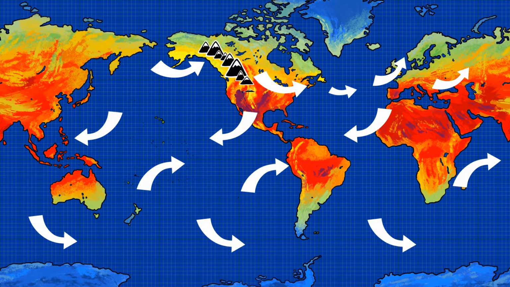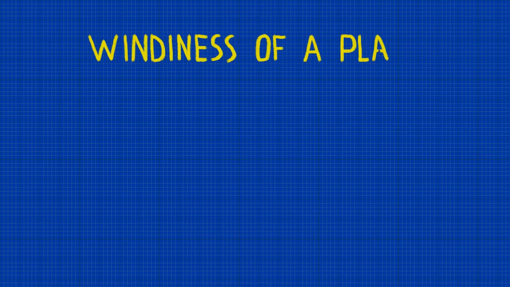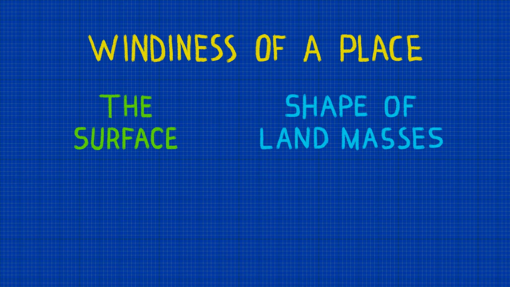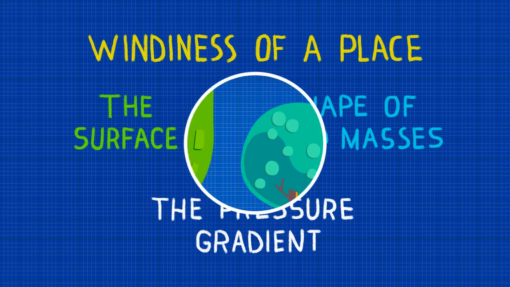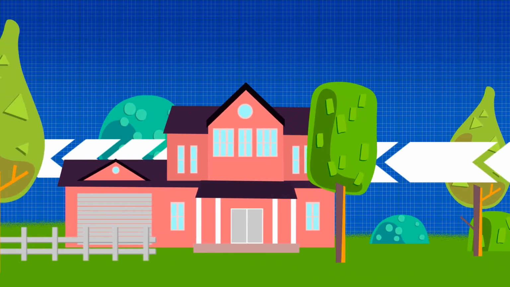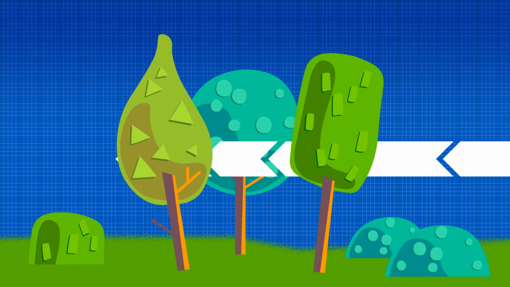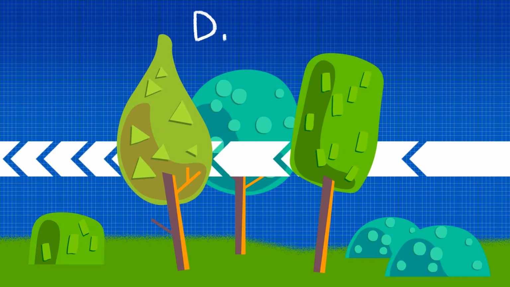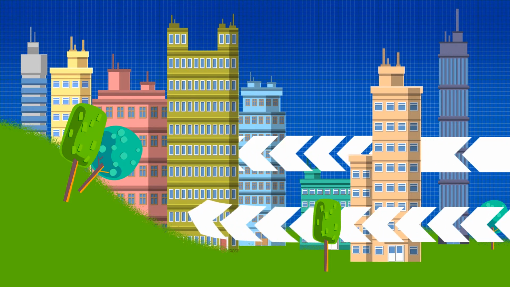Additionally, local wind patterns are influenced by local terrain and different surfaces. The windiness of a place is determined by interactions between the surface, the shape of land masses, and the pressure gradient. Close to the Earth's surface, wind speed is strongly influenced by vegetation or other structures on the ground. For example, trees slow down the wind, and scientists call this drag. Buildings or topography, on the other hand, can either slow wind down or channel air to speed it up locally.